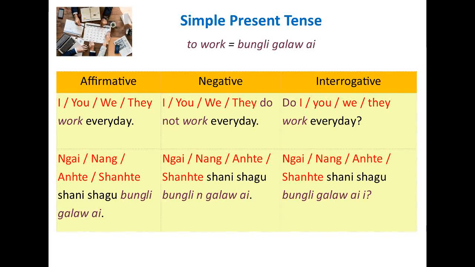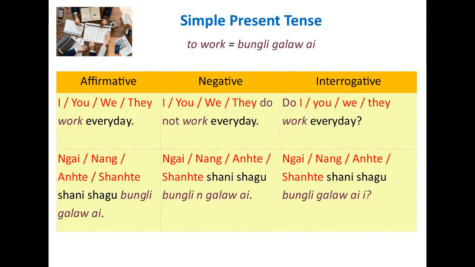In the table, you see 3 different columns. They are the affirmative column for forming positive sentences. The second one is the negative column, for negative sentences. The third is the interrogative column, forming question sentences. Keep in mind the same color in 2 different sentences represents the same meaning.